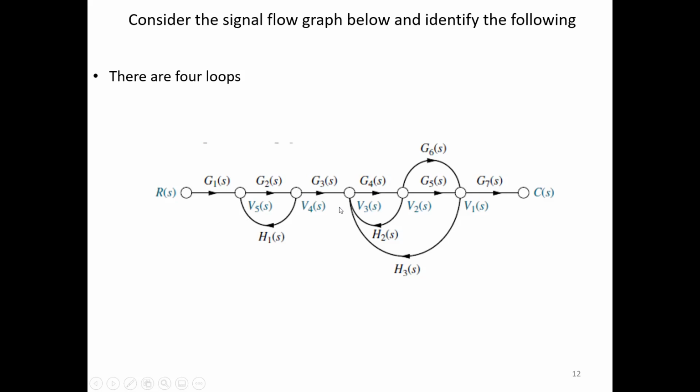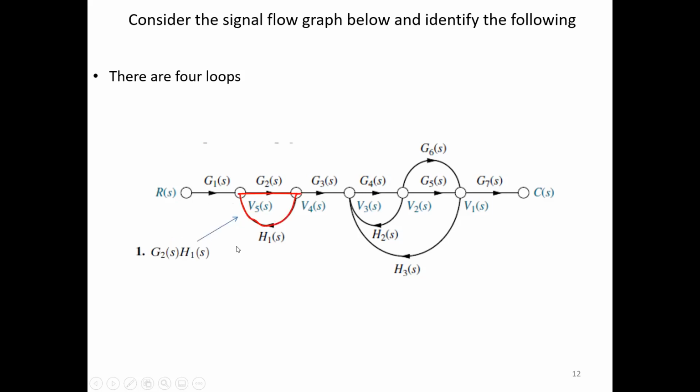Similarly, I can start from this node. I can take the G4 branch and H2, G4 H2, that is another loop. Similarly, I can take G4, G5 and H3, another loop, and I can take G4, G6, H3, another loop. So totally there are 4 loops. Hope the 4 loops you have found out.